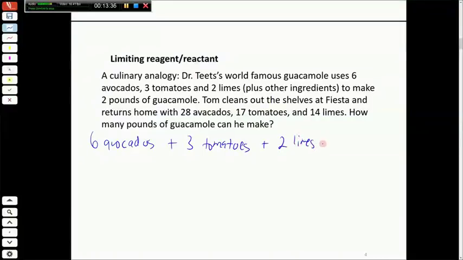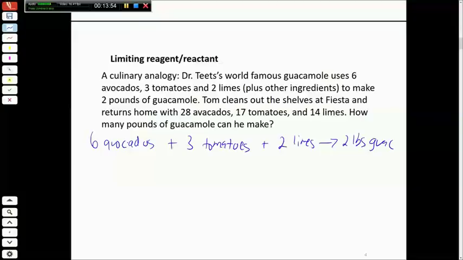So if we combine those 3 ingredients in those ratios, we get 2 pounds of our guacamole. This is not a normal chemical equation because we have different units for everything, but it works the same way. It's ratios of ingredients giving us a certain amount of product.